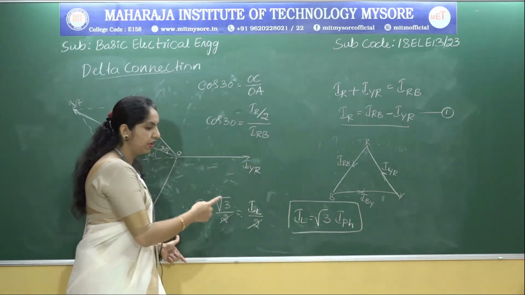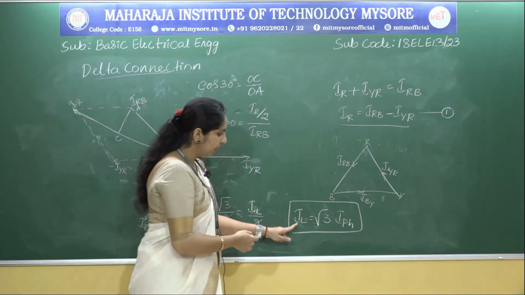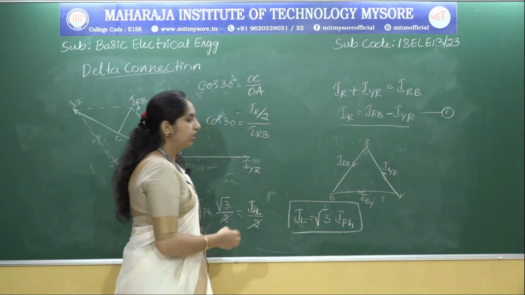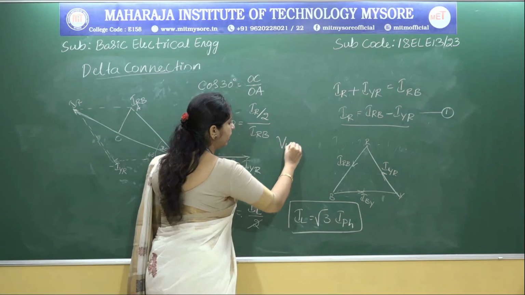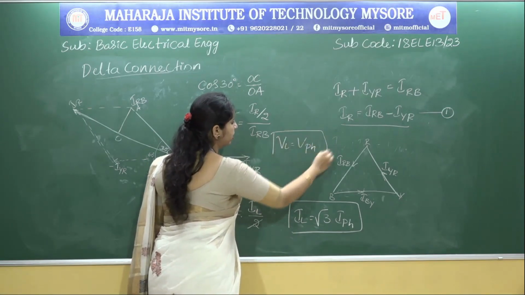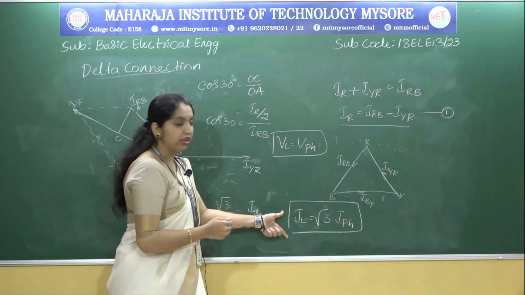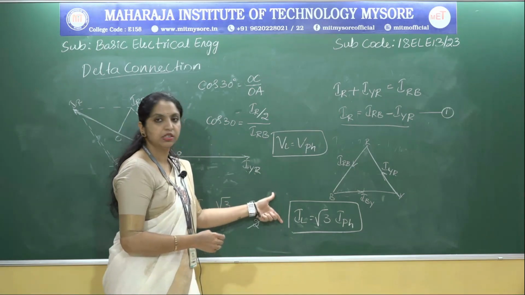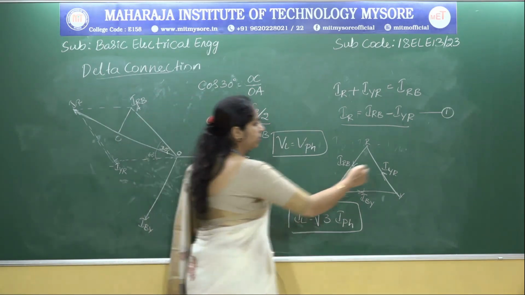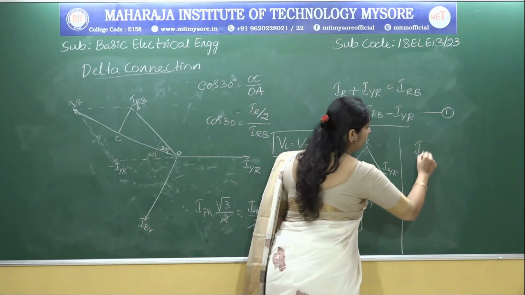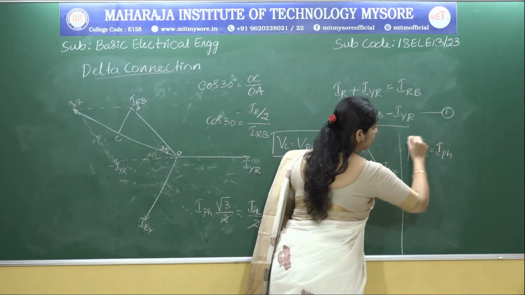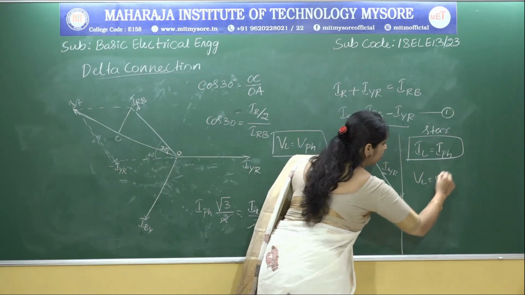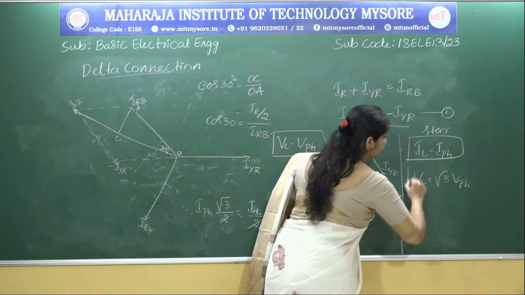Look at the relationship between the line current and phase current: line current IL is equal to root 3 into IPH. Here in the delta connection, we have found that VL is equal to VPH in terms of voltage, and in terms of current IL is equal to root 3 IPH. But in star connection, we found that IL is equal to IPH, and VL is equal to root 3 VPH.